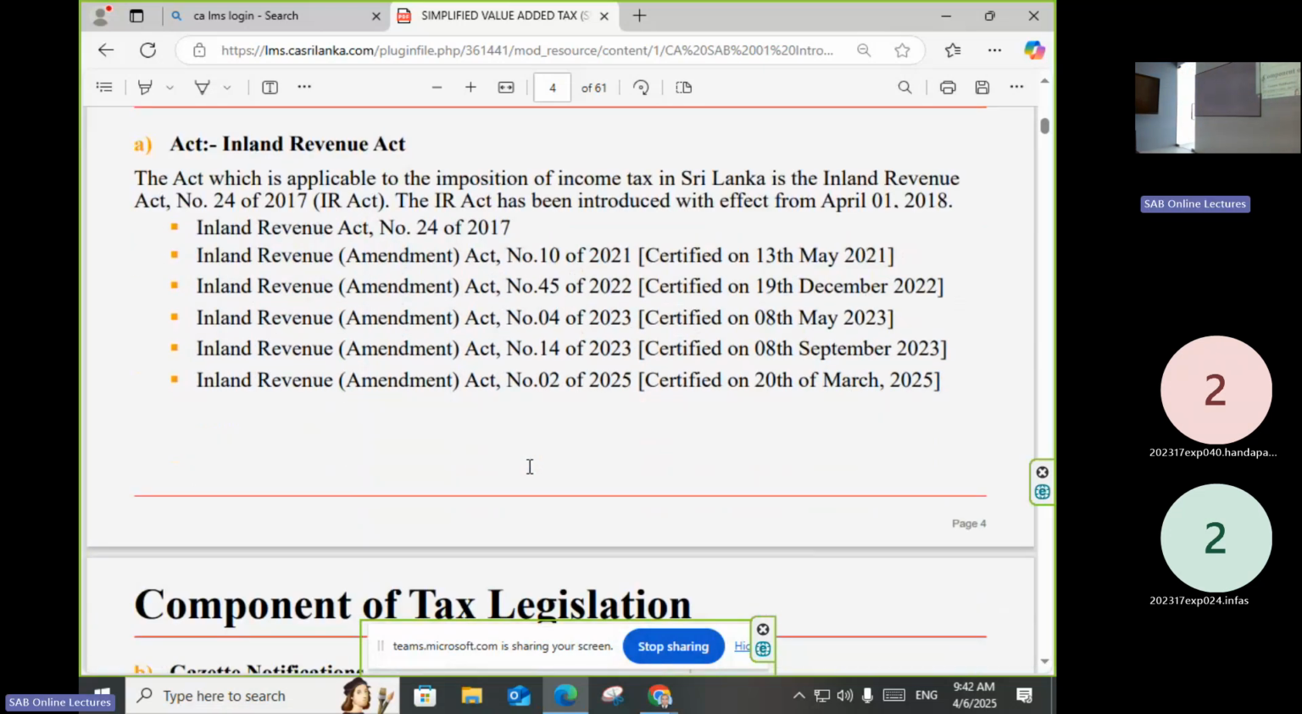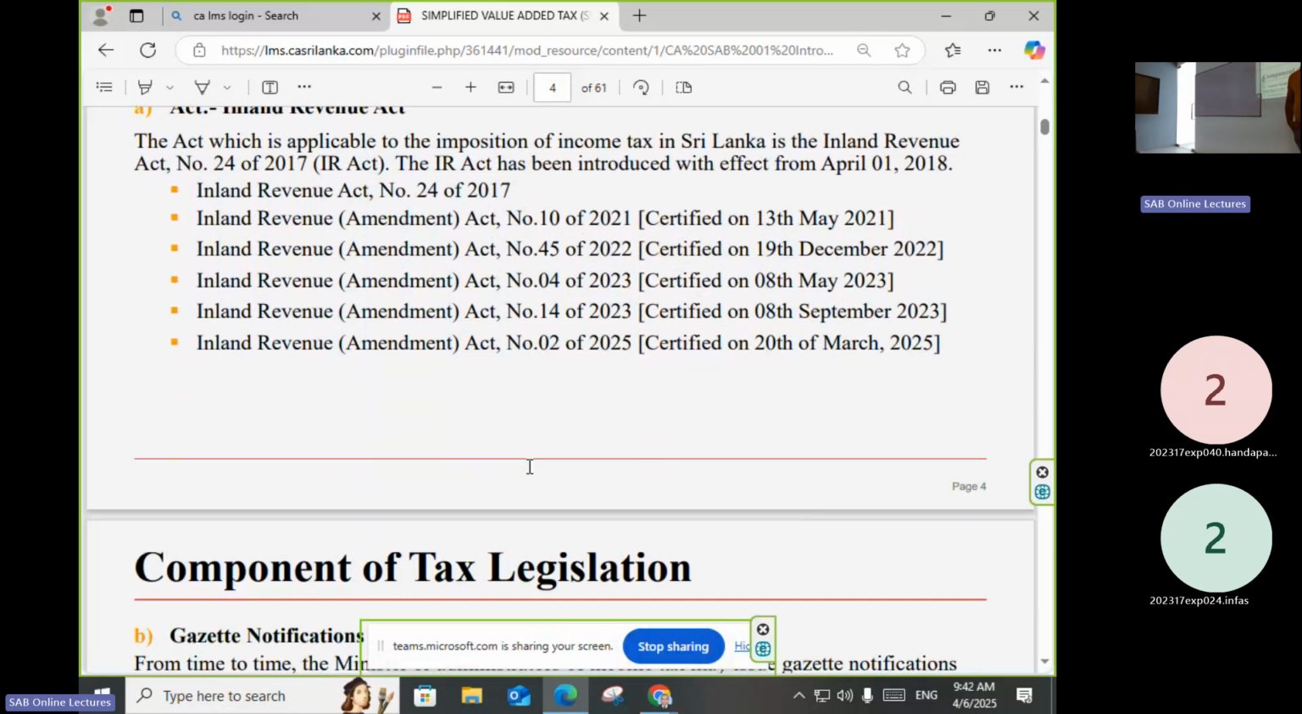Right. So you can see there are amendments. We call them amendments 21, 22, 23, 24, 25. Only there was no amendment, but there are 2 amendments, 23. And again 25, another amendment is yet to pass. Another amendment will be there. Right? So you can see in every year, there is an amendment. Only 2018 to 2021, there was no amendment.